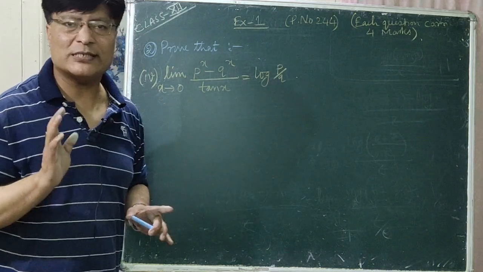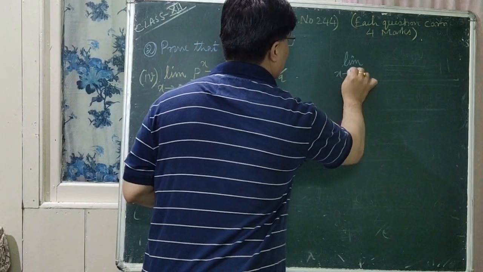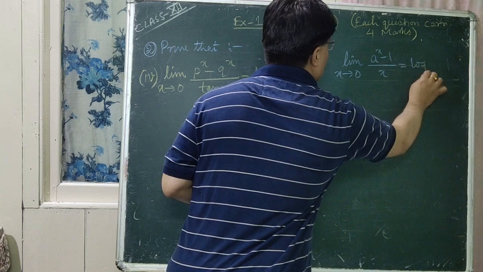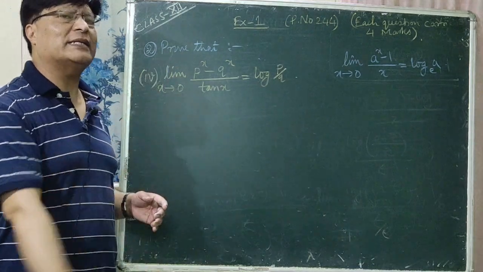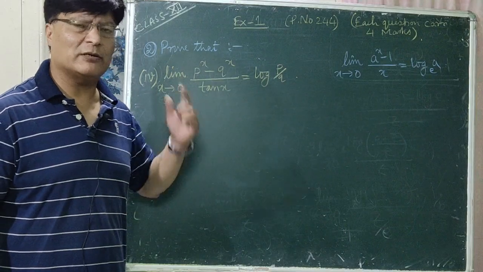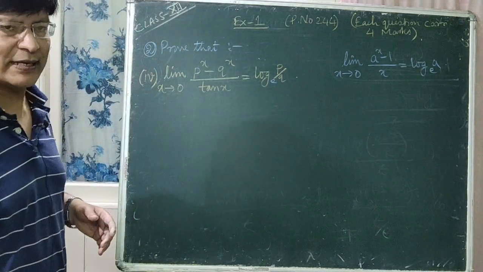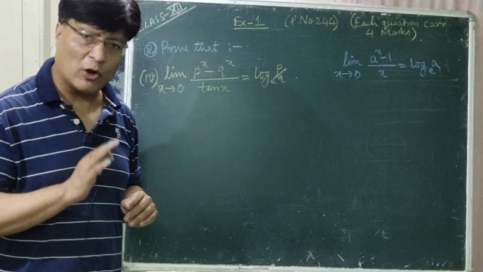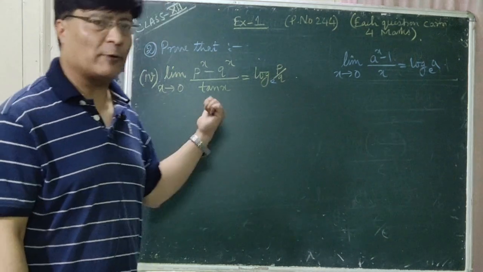So in this case, which standard limit is used? You can use this limit: limit x tends to 0, a to the power x minus 1 whole divided by x is equal to log a base e. If you don't write e there, it will be log a. It is not necessary to write e, but we have written base e here, so let us write base e. I already told you that if there is no base for log, it is understood that the base is always e. Now let us prove it.